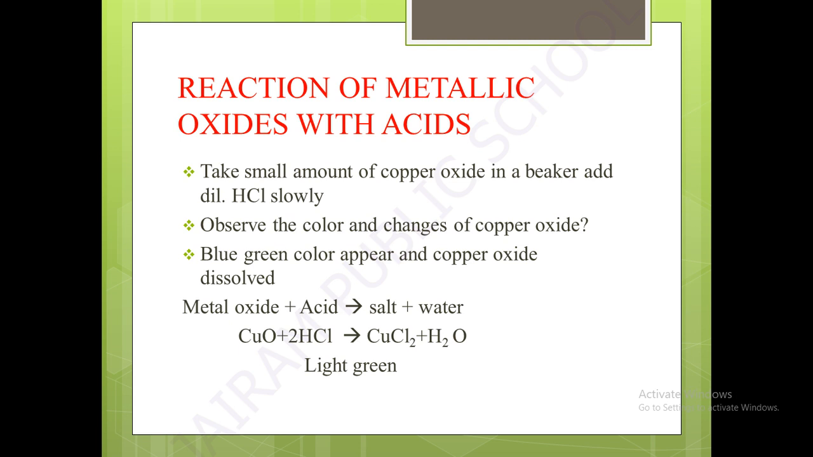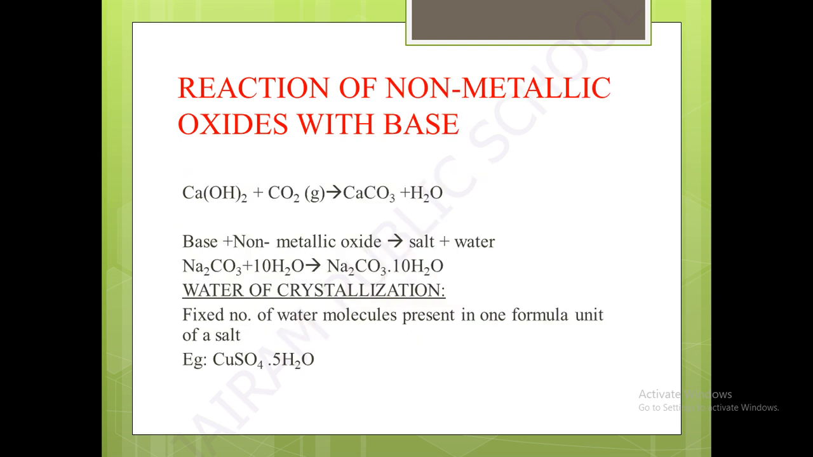You know the formula already, that is HCl, and the product obtained will be salt as well as water. The salt obtained will be copper chloride, which is light green in color, and water will be produced. So this is called the reaction of metallic oxides with acids. Here also salt and water are produced as the products.